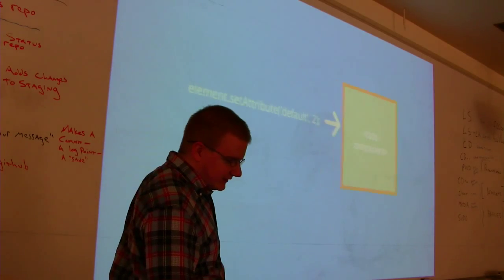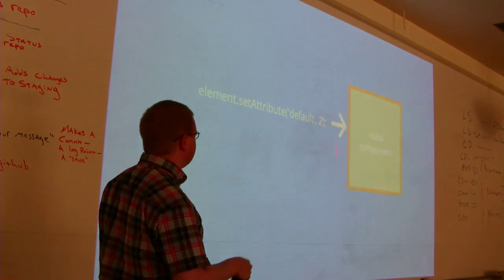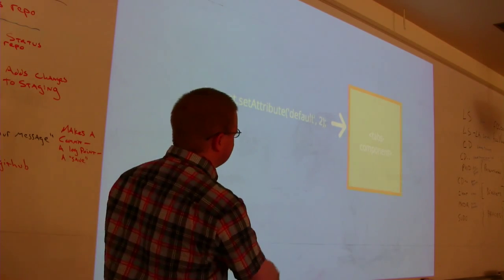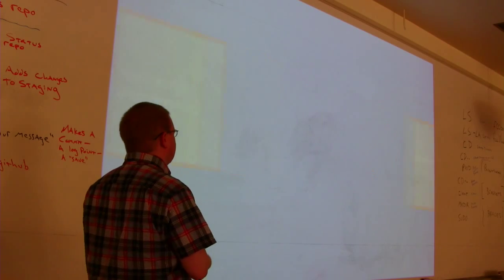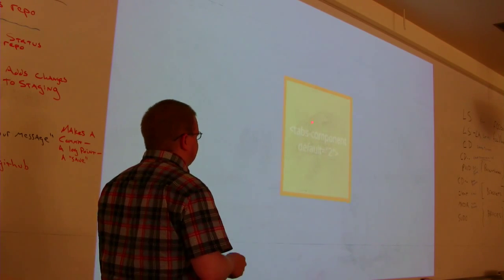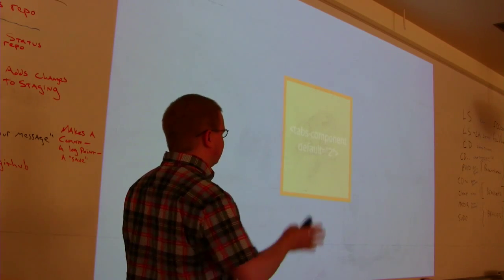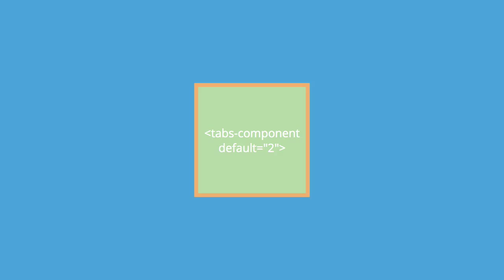So while I can programmatically set an attribute, named default, to a value of 2, if I want to set, say, a tabs component to default to tab 2, I can also set default equals 2 and pass that in as an attribute in the more declarative syntax, just by writing HTML. And when I write HTML like this, I get an attribute, default, that's my attribute, with a value of 2.